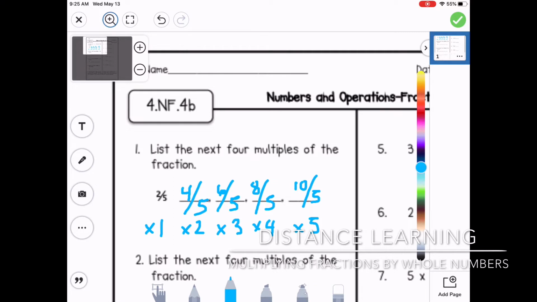So if you look at my numerators or my top numbers, it's just like I'm skip counting by 2. I have 2, 4, 6, 8, 10. And my denominator stays the same all the way across.